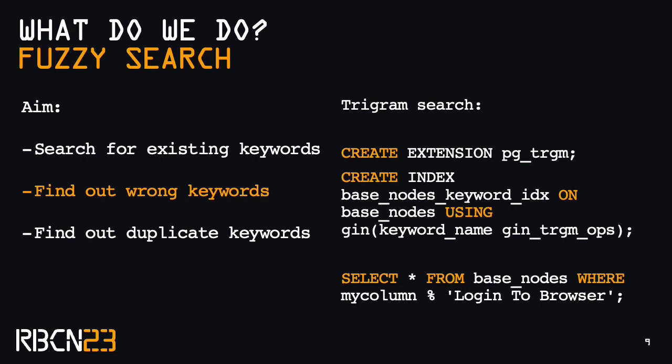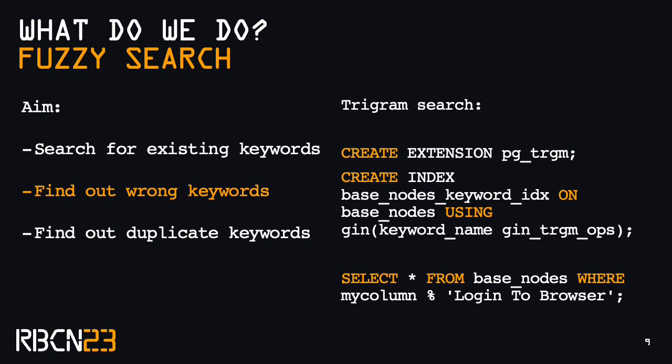Besides, what we still want to achieve is to search for existing keywords and find out wrong keywords based on the resource file dependencies, as well as whether the keyword exists. These two goals we can achieve by using SQL queries in our robot database.